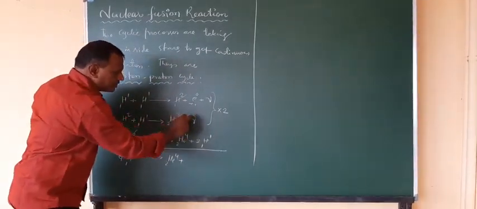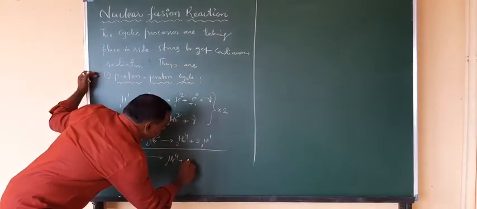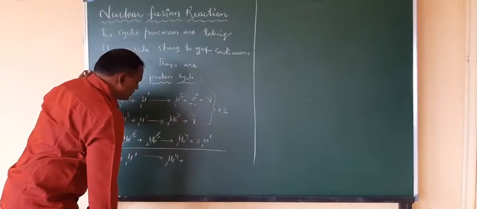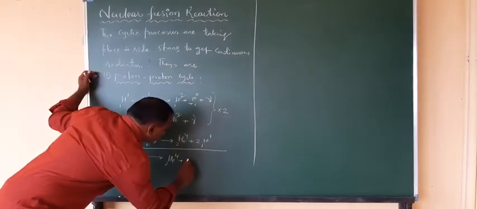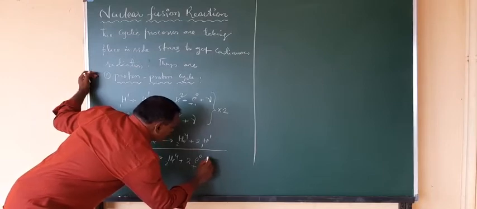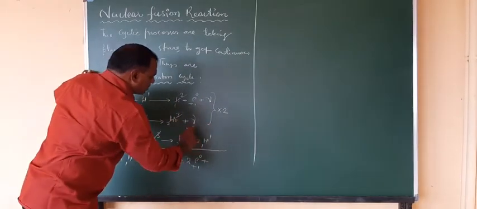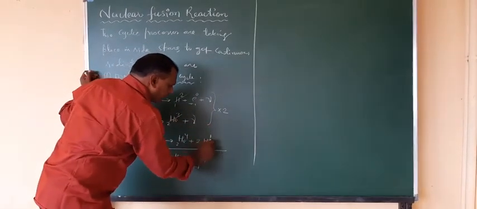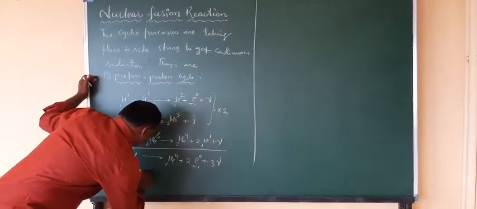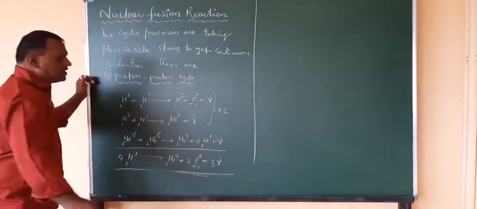So what is the remaining? Next, we have this one plus 2 positrons, plus here this is a gamma, and again 2 times gamma. Here also you get gamma, that is 3 gamma you get. So this is the net reaction.